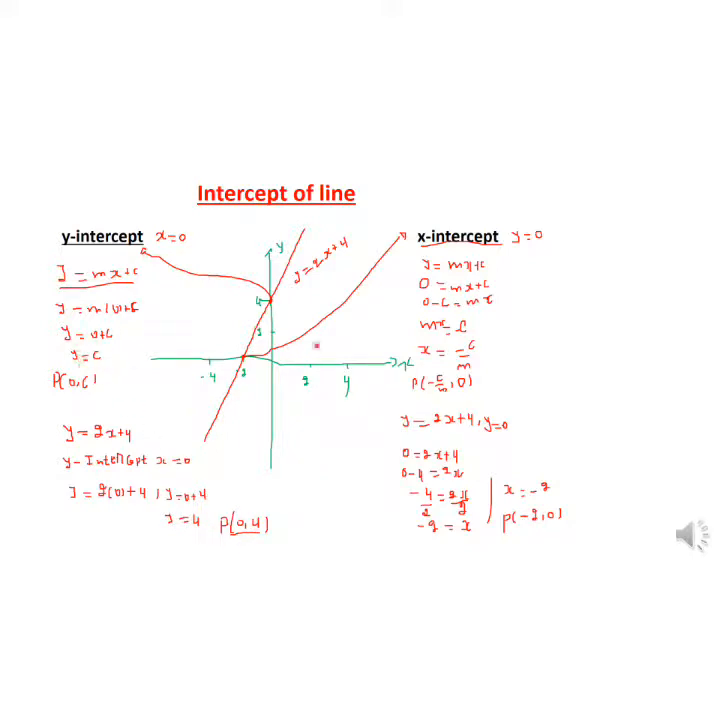Now, the X intercept is where Y is equal to 0. It means that the X intercept is the point where the equation of the line intersects the X axis, while the Y intercept is the point where the line intersects the Y axis. Thank you for watching this video on how to calculate the intercepts of a line, where we learned how to calculate the Y intercepts and the X intercepts.